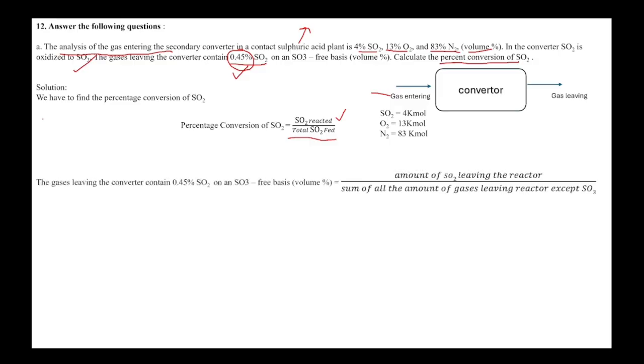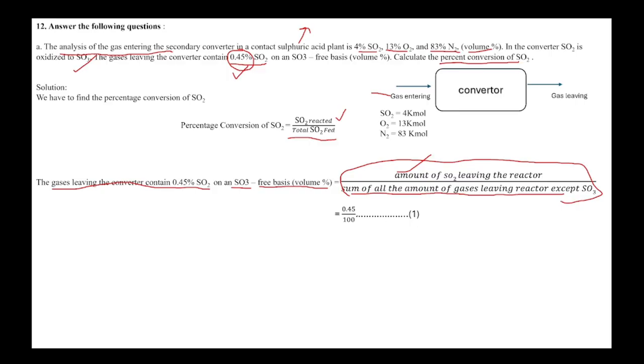The gas leaving the converter contains 0.45% SO2 on an SO3 free basis. What does it mean? That means the amount of SO2 leaving the reactor, divided by the sum of all the gases leaving the reactor except SO3. We will not include SO3. That is the product gas. This whole ratio will be equal to this. It is given in the question.